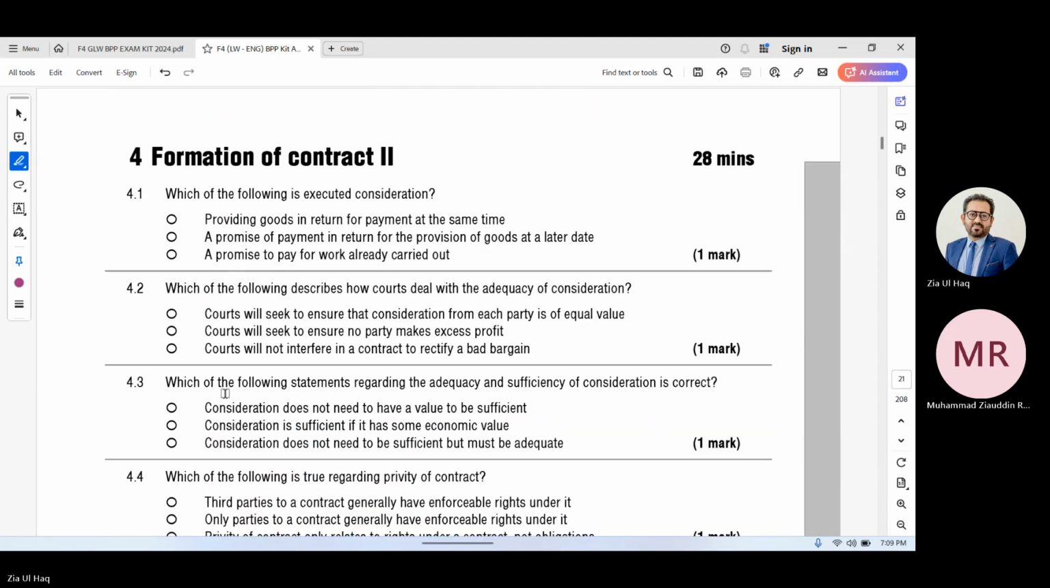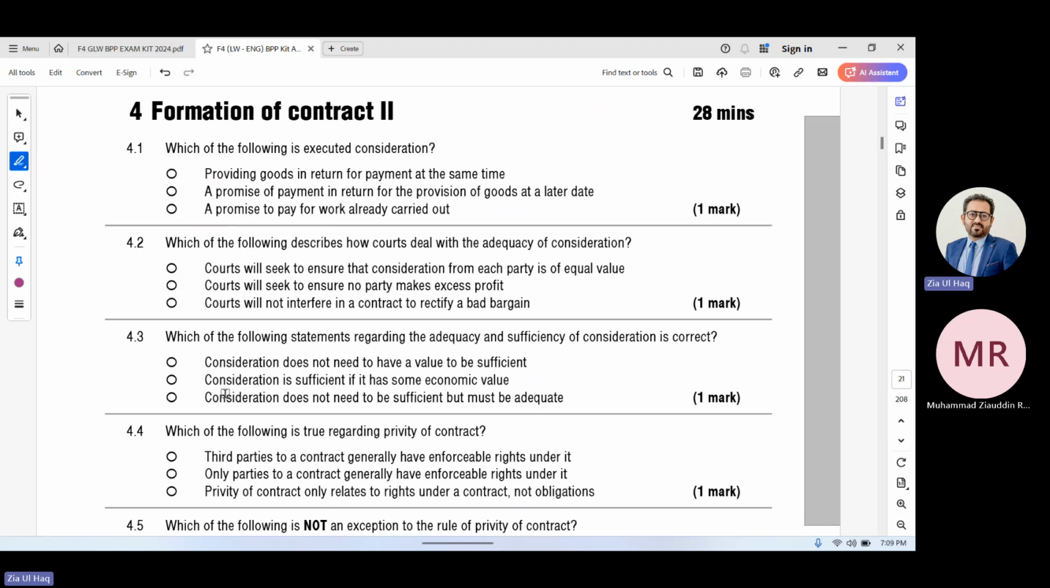Moving towards further MCQs, formation of contract. Which of the following is executed consideration? Executed now, executory in future. Executed, a party will give something now; executory, one party will give something in future. So what is executed consideration? Providing goods in return for payment at the same time. Executed, both parties have to perform at the same time. Executory, one party will perform in future.